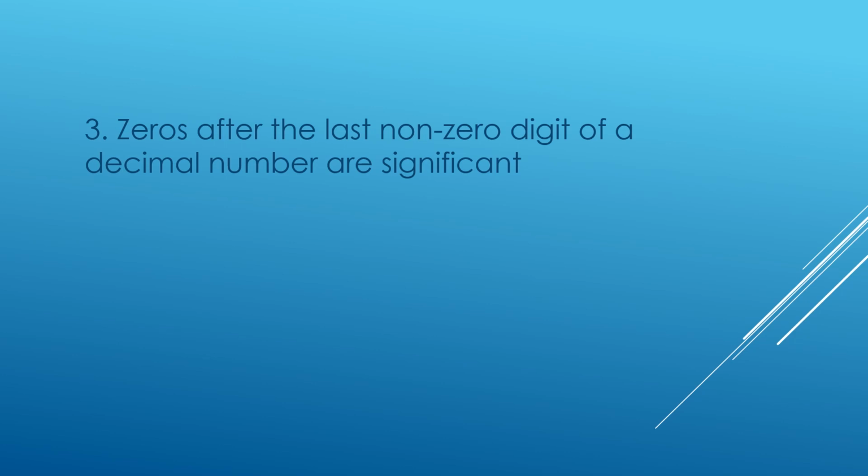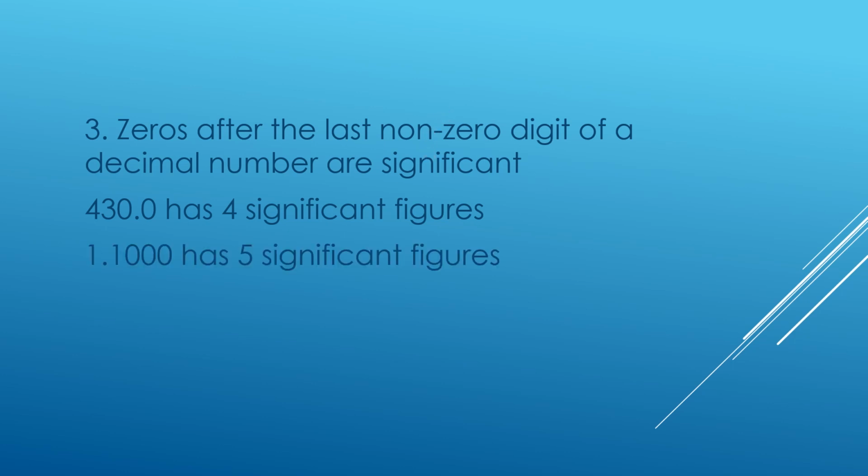Number 3. Zeros after the last non-zero digit of a decimal number are significant. 430.0 has 4 significant figures. The zeros to the right of 3 and the 0 to the right of the decimal point are both significant. 1.1000 has 5 significant figures. The zeros to the right of 1 are all significant.